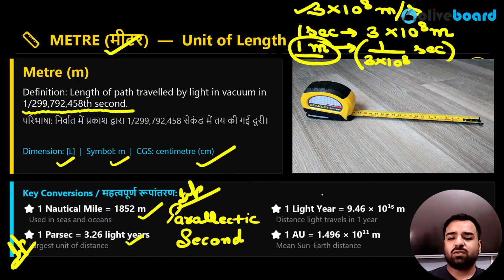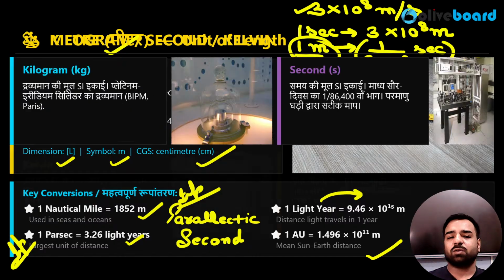1 light year is equal to what? A light year is the distance that light travels in 1 year, and it is equal to 9.46 into 10 to the 15 meters. An astronomical unit, represented by AU, is the mean distance between the sun and earth, and its value is 1.496 into 10 to the power 11 meter. So yes, you need to remember all these things.